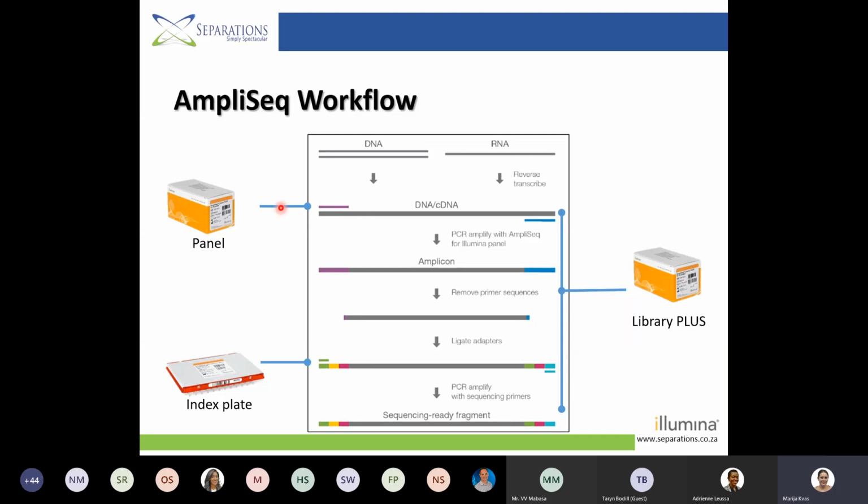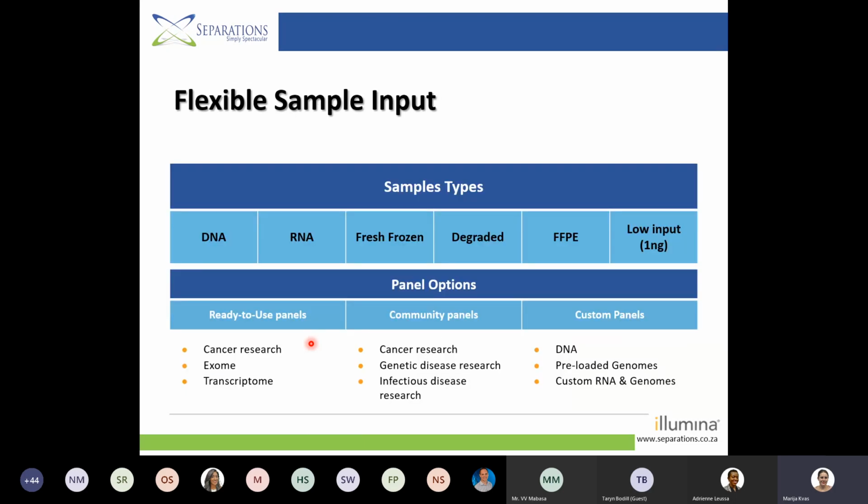there are already off-the-shelf options out there. But basically how this works is you will have a panel which will amplify the targets of your interest. It will amplify the genes that you are interested in. And then we will ligate our adapters on. Remember, our adapters allow us to bind to the flow cell and also to multiplex many different samples. And because we have 384 different indexes available with this library prep, that is how many we can do in one run. Okay, it's a very flexible library prep.